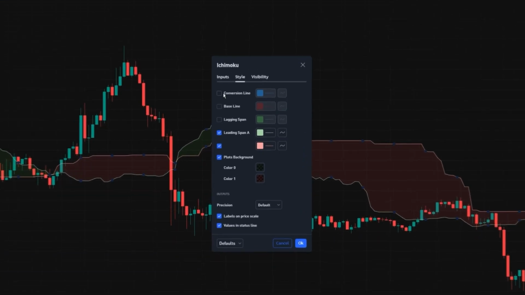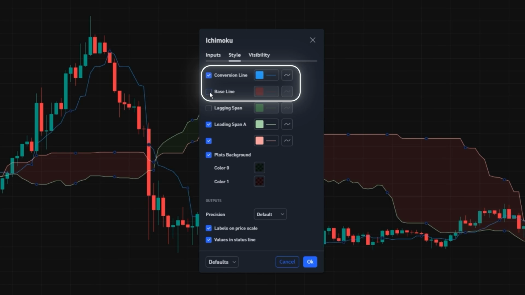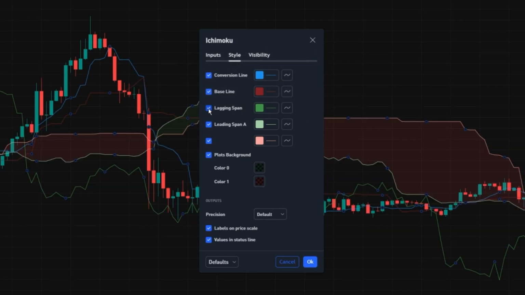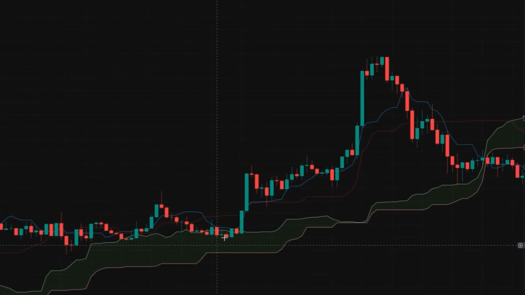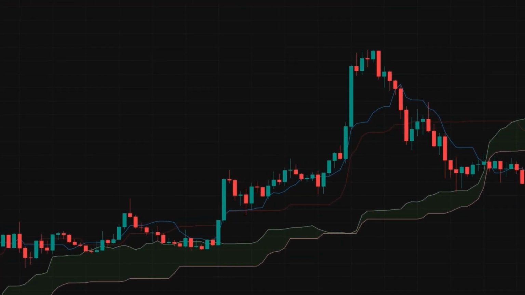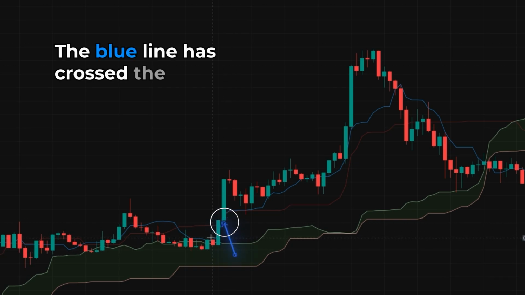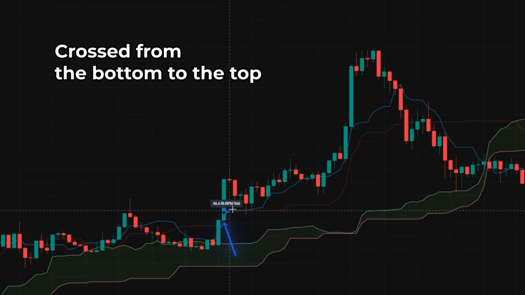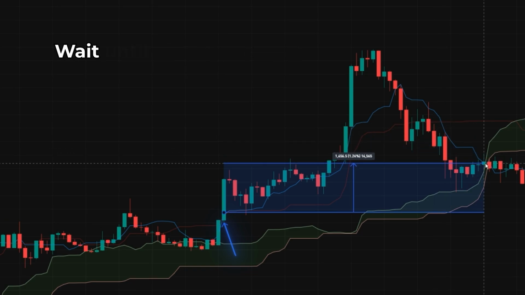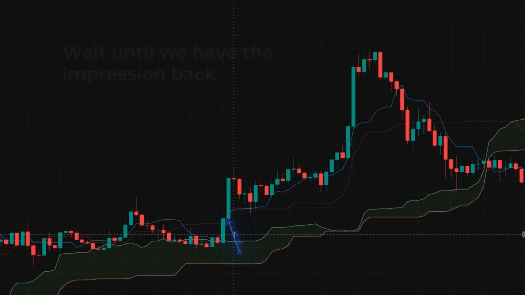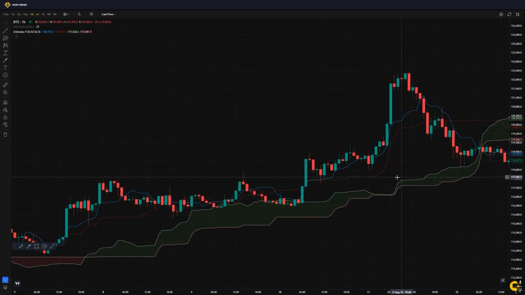Now let's move on to the conversion line and baseline. Lagging span I don't use, although you can use it, but the blue and red lines are enough for productive analysis. Let's use exactly the same strategy we had before. We see the upward movement of the green clouds. We see that in this situation, the blue line has crossed the red line, from the bottom to the top, and at this point, we can open a position on the upside and wait until we have the crossing back. We will see how accurate the signal has become, because in the previous case, we would have closed here.